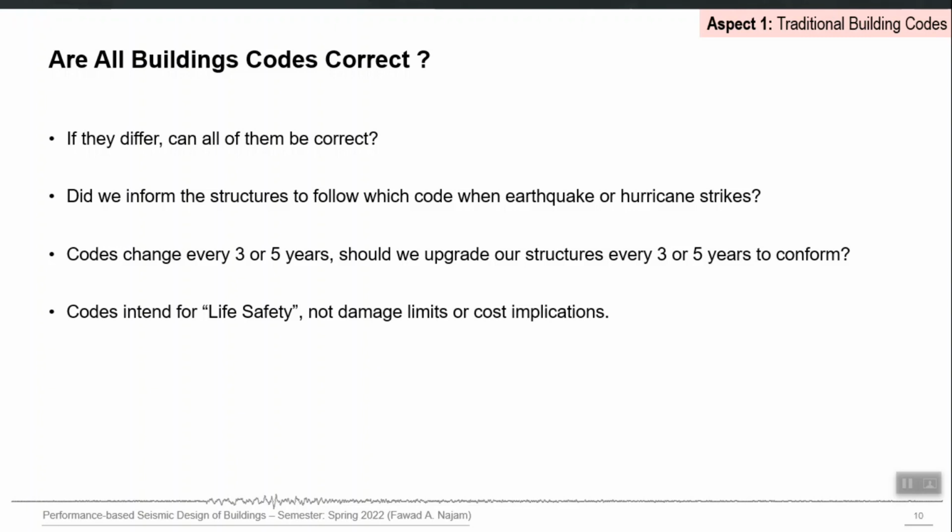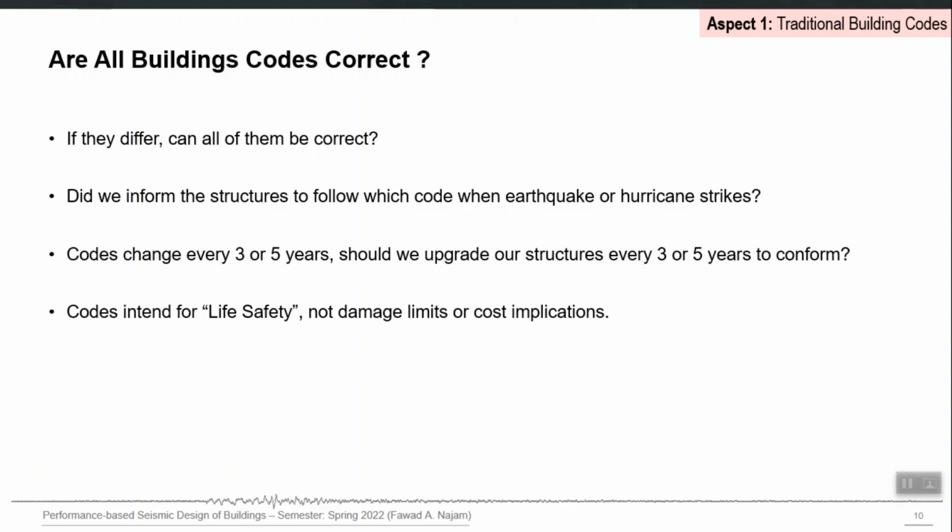So, if all of those building codes differ, can they all be correct? They cannot all be correct, obviously, if they differ, right? So they all can be approximate, they all can be wrong in certain assumptions, for example. Also, we cannot instruct our structure to follow a particular building code. If we select a building code to design a particular structure, it does not mean that the structure follows the intention of that code automatically. It will follow its own mechanics. It depends on its mass, its stiffness, its damping, all that, right?